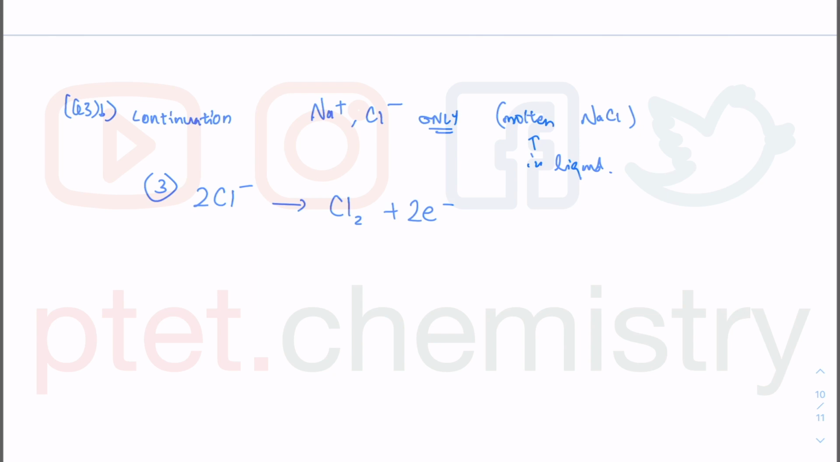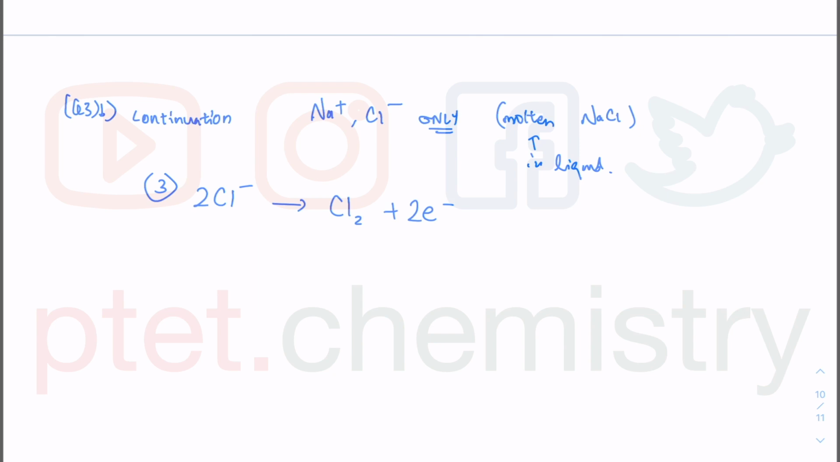So this is molten sodium chloride. So that means you have Na plus and Cl minus only, because you have molten NaCl. There is no aqueous. Molten means in liquid state. So you have Cl minus that will go to the anode. Oxidation happens at the anode, so you get that and that.